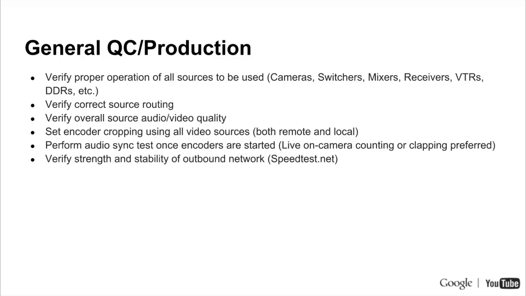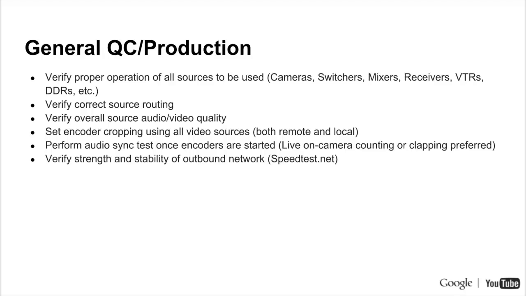Next, you want to verify that everything is routed properly. If you're using a switcher and a mixer for a multi-camera event, make sure that you have everything routed through your mixer properly. You also just want to verify the overall quality of your video. Make sure that you're not seeing any interlacing, any fuzziness, any weird colors. Make sure you white balance. Make sure that everything looks good and sounds good on all of your sources.